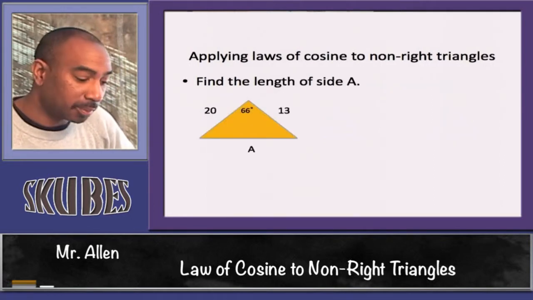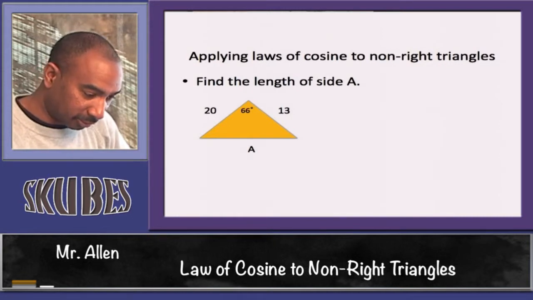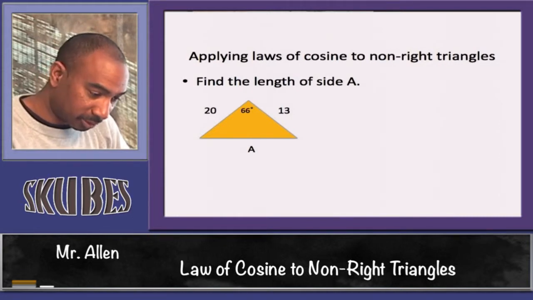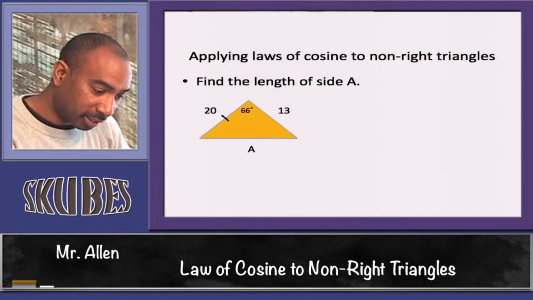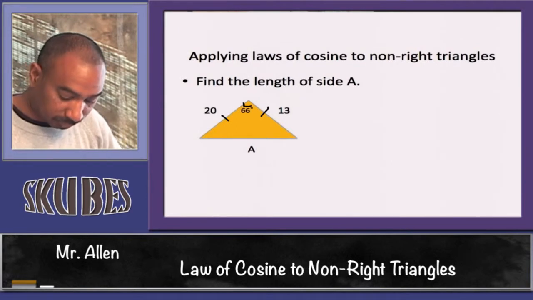All right, let's apply a problem. Suppose you want to find the length of A, and we're given this triangle. We know that this angle is 66 degrees, and we know two sides. So again, we have side, angle, side, so we know we can apply the law of cosines.